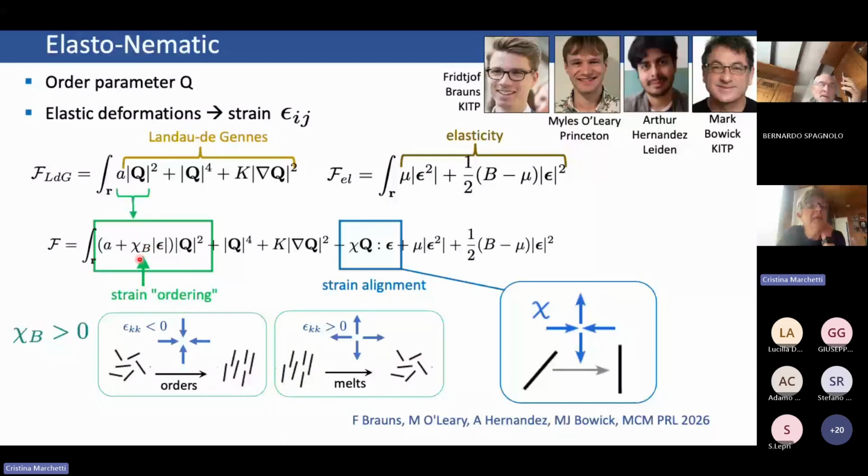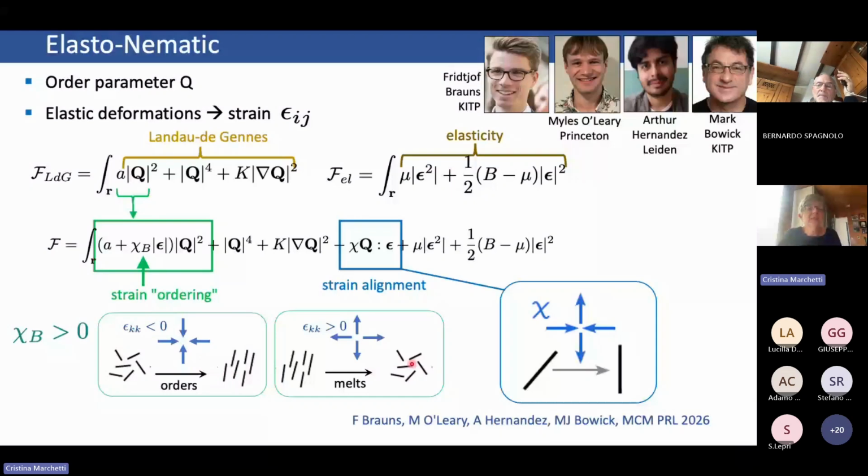In particular, if chi_b is positive, a negative isotropic strain, which corresponds to a compression, will order the system, and the dilation will lead to local melting. In other words, even if A was positive and you initially are in the isotropic state, if the system gets compressed and these filaments get brought closer to each other, you can get local order. In the opposite case, the dilation can lead to local melting.